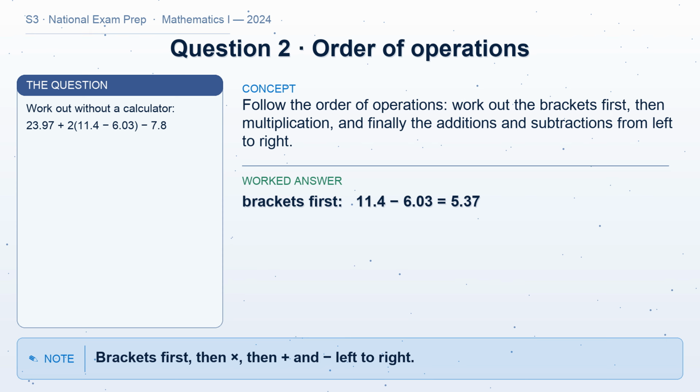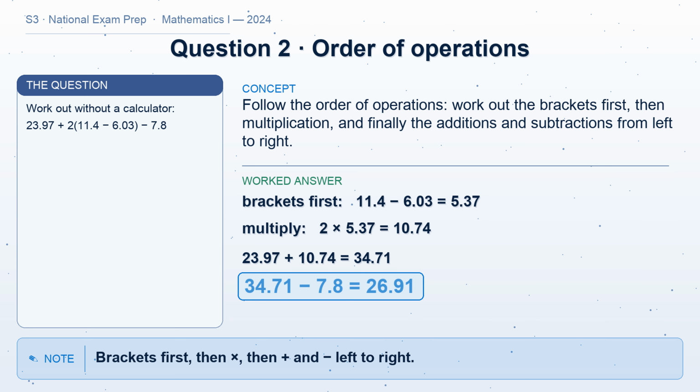Inside the brackets, 11.4 minus 6.03 is 5.37. Next, multiply by 2. 2 times 5.37 is 10.74. Now add: 23.97 plus 10.74 is 34.71. Finally, subtract 7.8 to get 26.91. So the answer is 26.91.